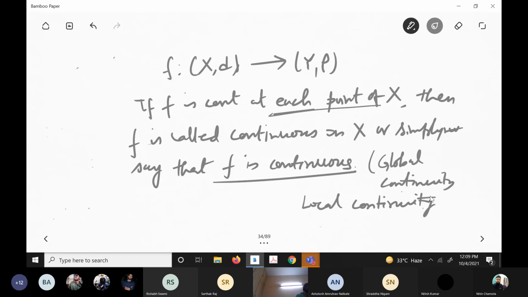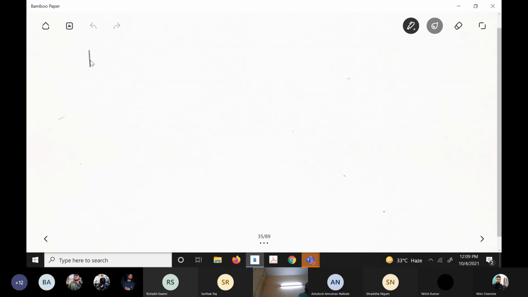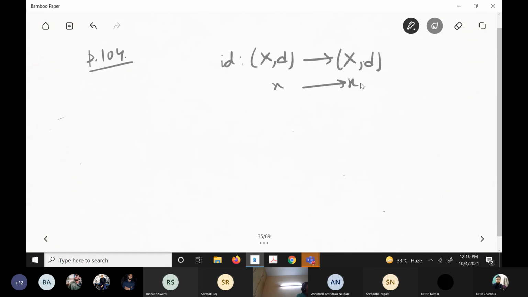Okay, let me tell you that. First of all, page 104. Go there. Okay. First, the simplest thing you can start with, you could take the identity map, between the same metric space, range and domain are the same. X going to X. Here, obviously, it is continuous at each point. Actually, you can take for each point delta equal to epsilon. Given epsilon, you choose delta equal to epsilon.